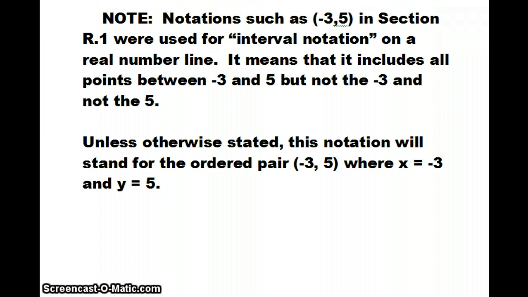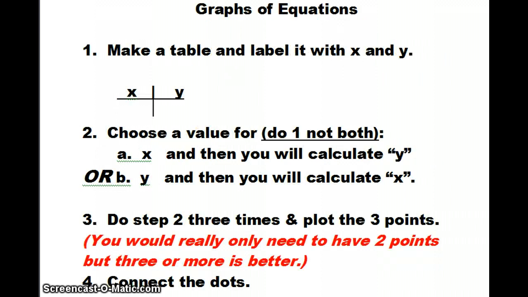You'll note that in the first section, in the review chapter that we did the first week, we had a notation which was parentheses -3, 5. What that was used for was interval notation on a real number line, which meant a single number line, and it included all the points between -3 and 5, but not the -3 and not the 5. Unless we state otherwise for the rest of this chapter, anytime we talk about something that looks like this notation, it's going to mean the ordered pair where x is -3 and y is equal to 5.